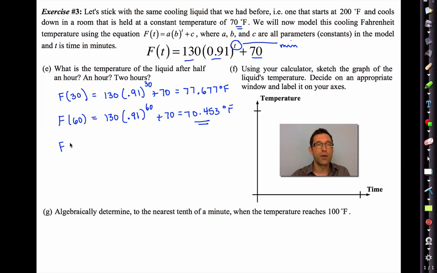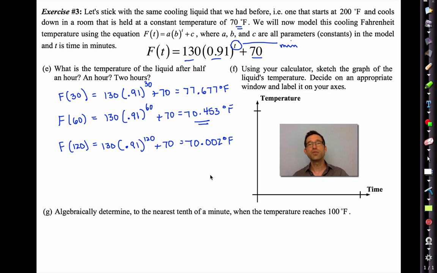And after 2 hours, it's going to be even more extreme. It's going to be basically the same temperature. 130 times 0.91 to the 120 plus 70 gives me 70.002 degrees Fahrenheit. So notice how it's approaching that 70-degree room temperature.